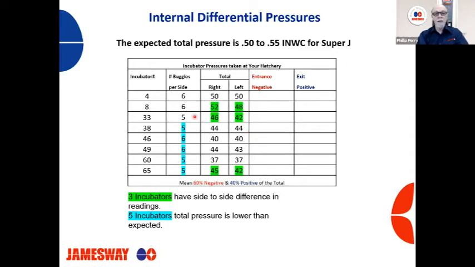So in looking at this group of machines, 3 incubators have a side-to-side difference in the readings, and we'll look and see some of the causes of this. So we have 0.52, 0.48. We had a difference in side-to-side readings, and a lot of these machines have much lower readings than what was expected. One was all the way down to 0.37, and we'll see what some of the causes and effects of these are.